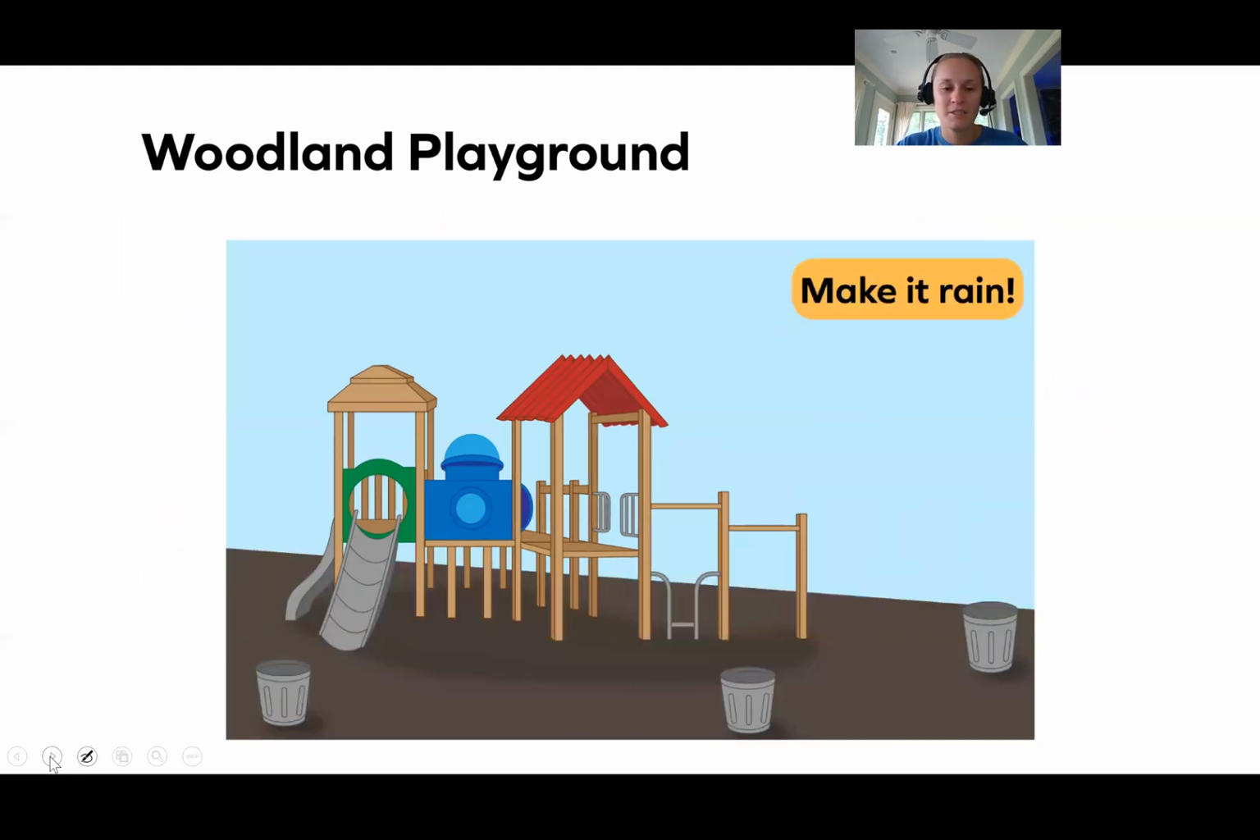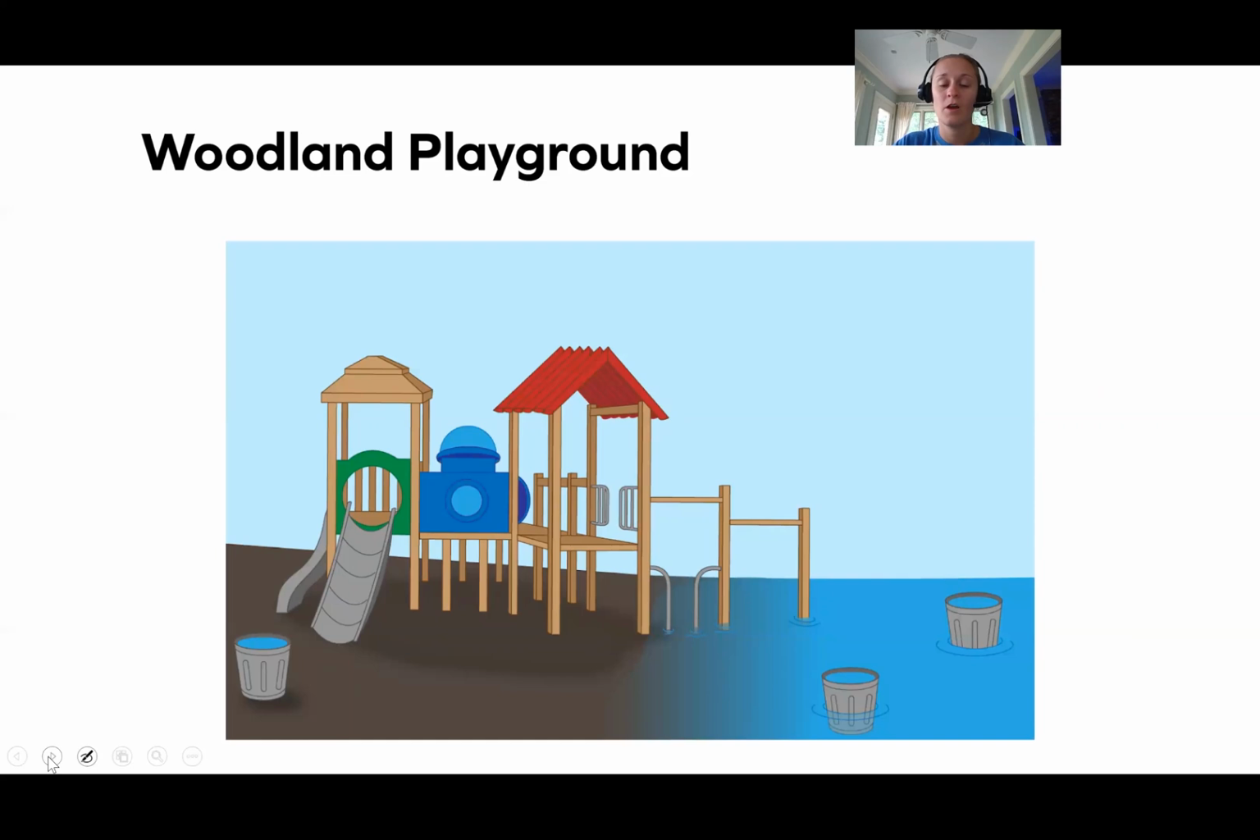Well, let's try, what did we do here? Oh, I think we added the hill, okay? So it's on kind of a slant now, on a hill. Let's make it rain, see what happens. Okay, it helped this side of the playground, but still, if kids wanted to play over here, it'd be a little dangerous. So it didn't quite solve the problem here.